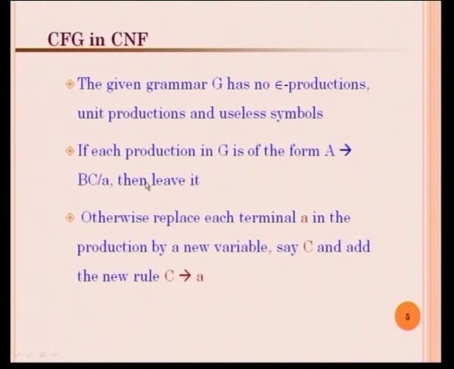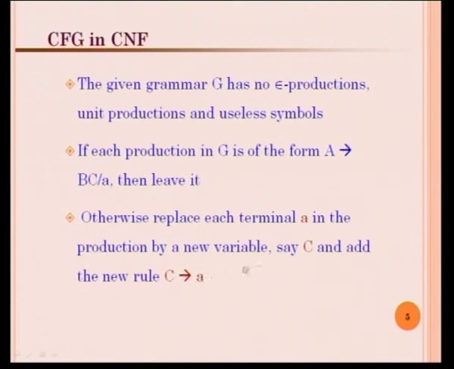Because the format of each production in a CNF grammar is only A derives BC or A derives small a. Since the productions are already of that form, we can simply leave them. And if the productions are not of the form BC or small a, then first we have to replace every terminal a in the production by a new variable called C, and once you introduce the new variable C, we must introduce a production rule of the form C derives small a, for which we are giving the replacement capital C.